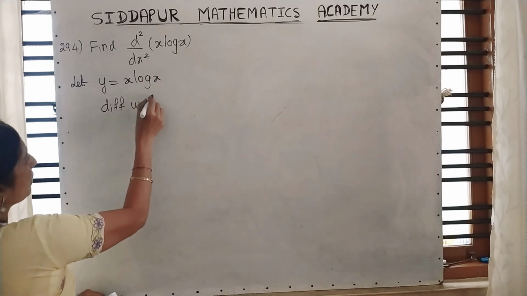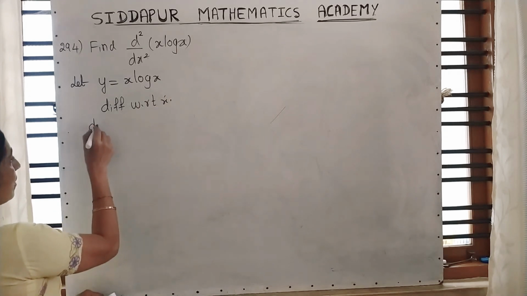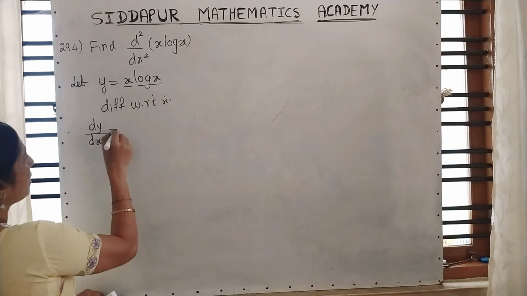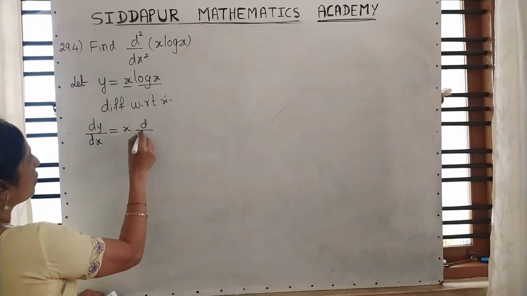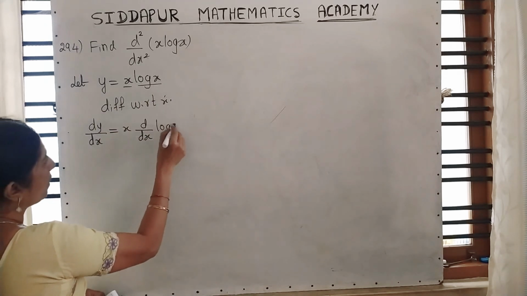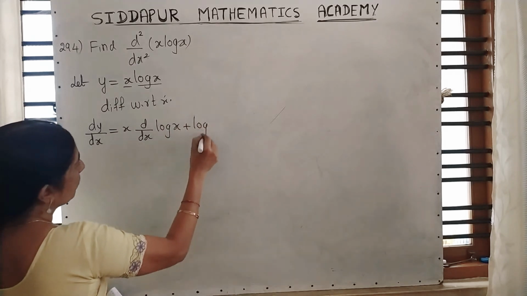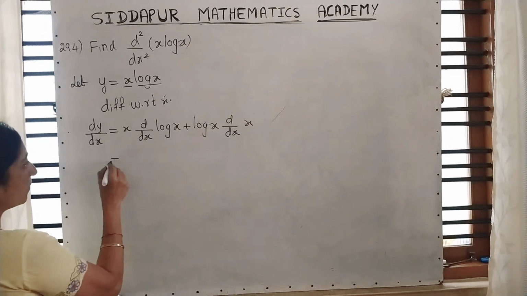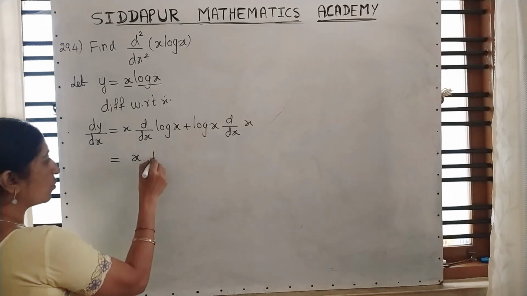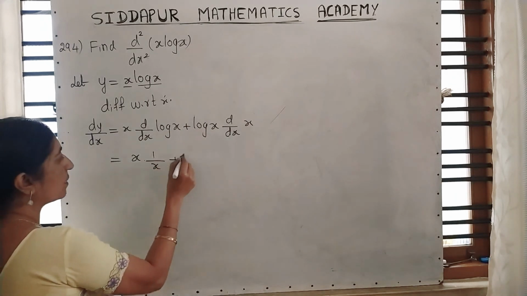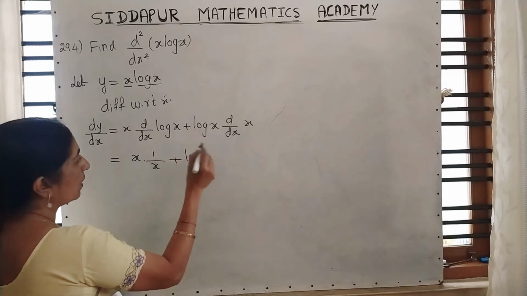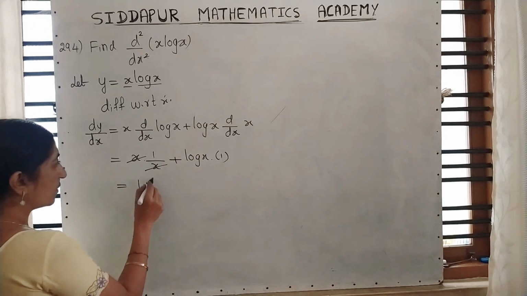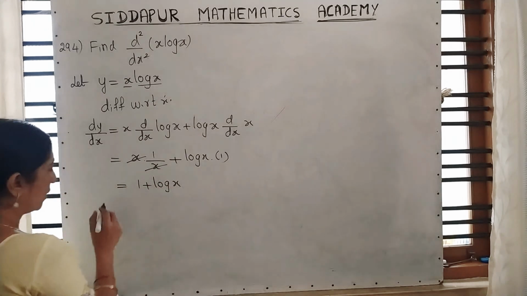Differentiating with respect to x. Dy upon dx. This is u, this is v. x into differentiation of log x plus log x into differentiation of x. x, differentiation of log x is 1 by x, plus log x, differentiation of x is 1. Here x gets cancelled, 1 plus log x.